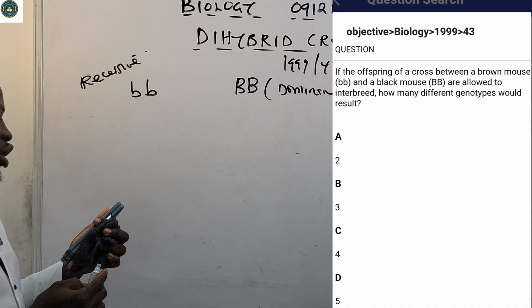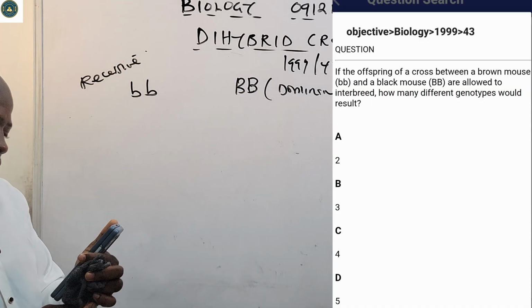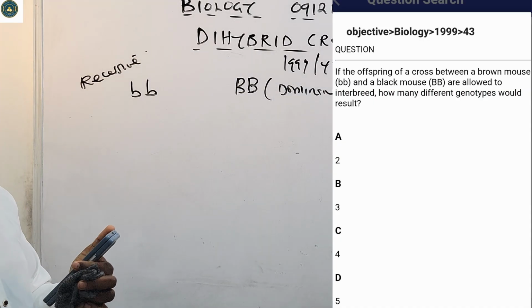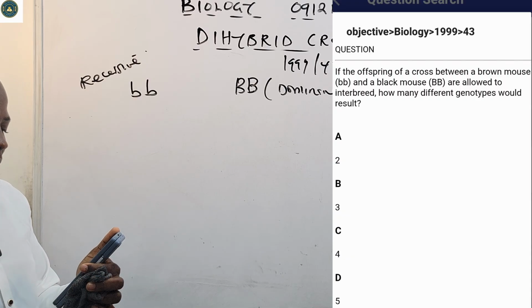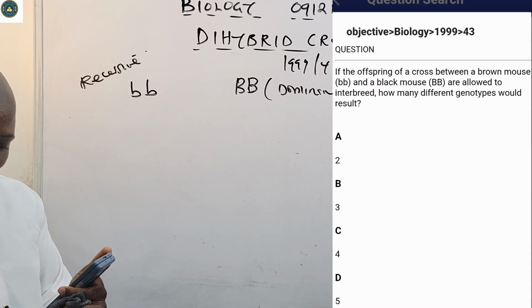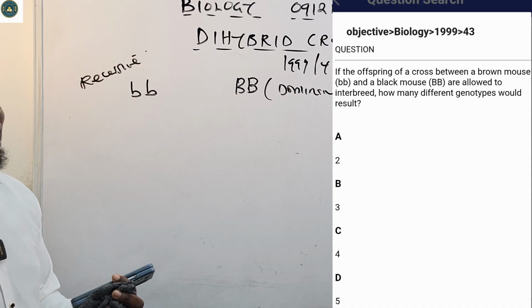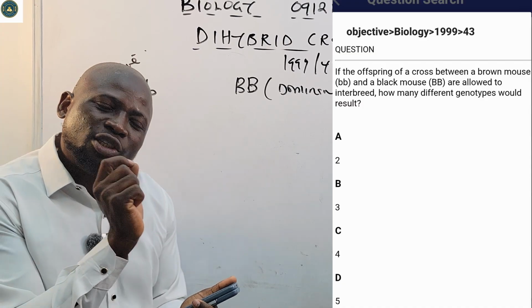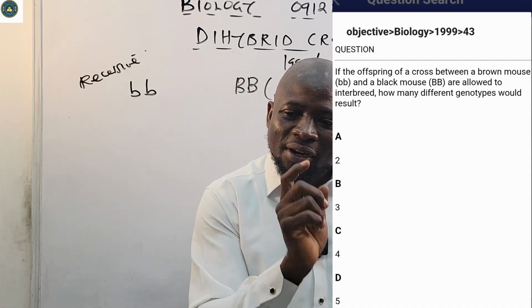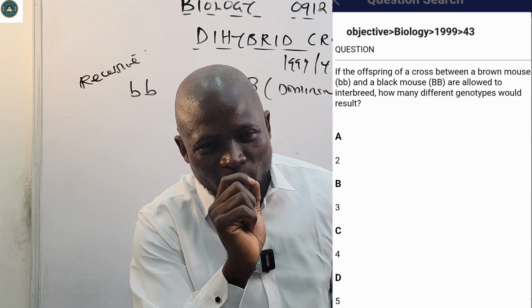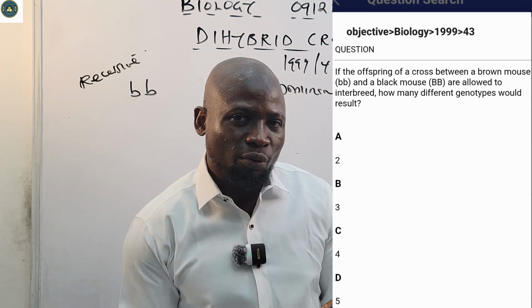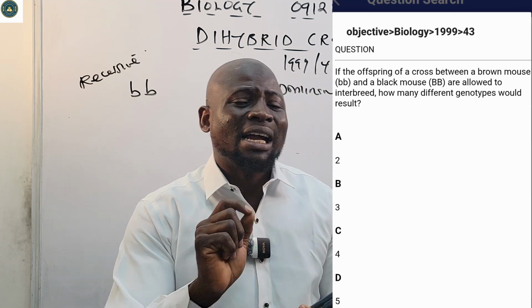They say if the offspring of a cross between a brown mouse and a black mouse are allowed to interbreed, how many different genotypes would result? How many different genotypes? You must understand the question. Another thing again, you must understand the questions being asked of you, because if you do not understand, you can fail it.